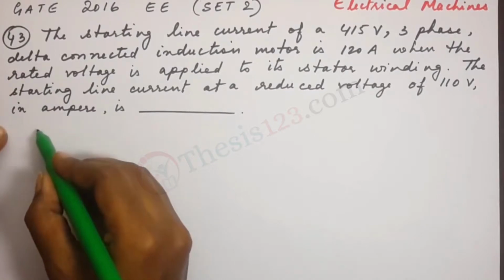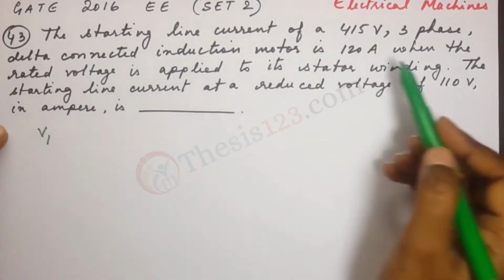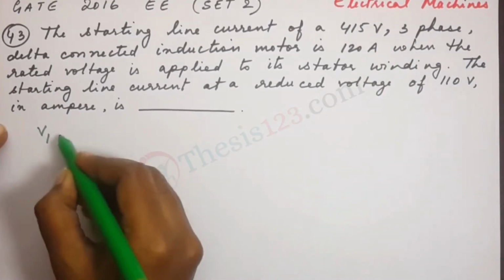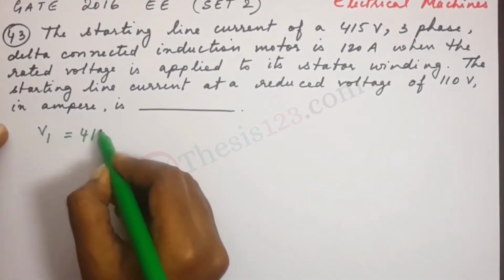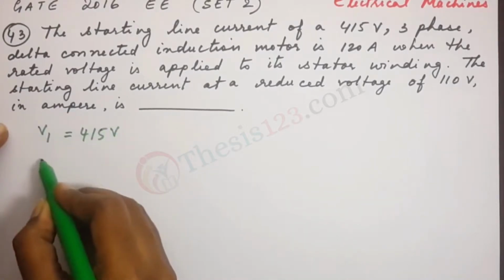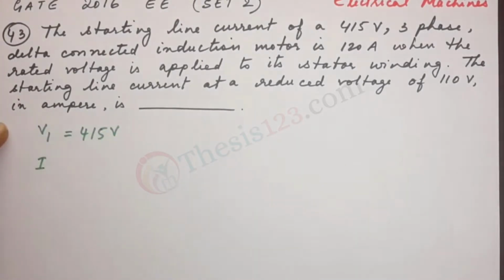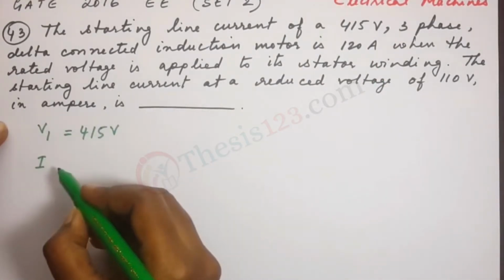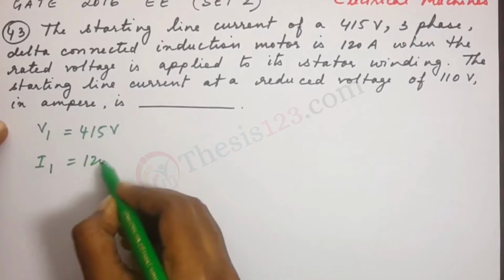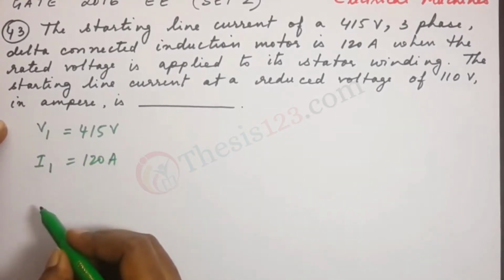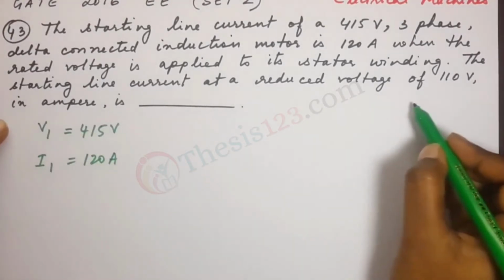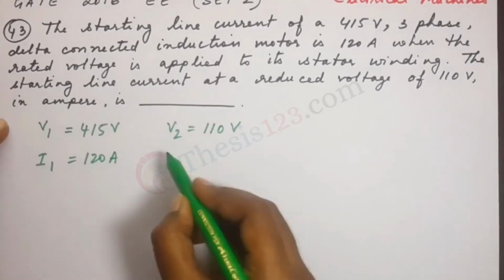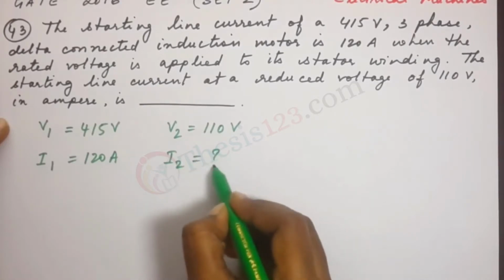We have the starting line current of a certain induction motor. So let's take these values as V1. V1 is equal to 415 volts. And then we have the current given to us. Let's take that as I1, 120 amps. And then we have the reduced voltage. We'll take that as V2, 110 volts. Now we are supposed to find out what I2 is.